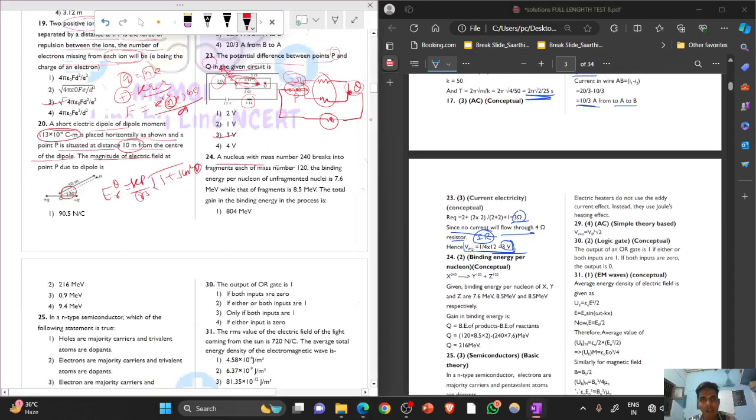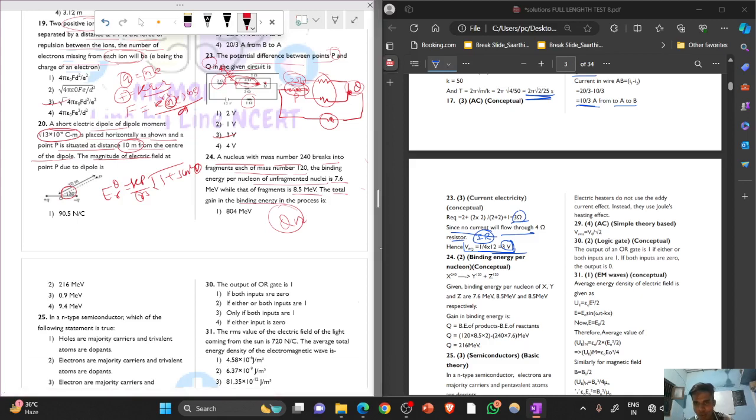A nucleus of mass 240 breaks into fragments of each mass 120. Okay, binding energy is given. You just need to calculate the total gain of binding energy, the total positive energy that will be released in this case. You just need to calculate the Q value. Q value can be calculated by binding energy of products minus binding energy of reactant.